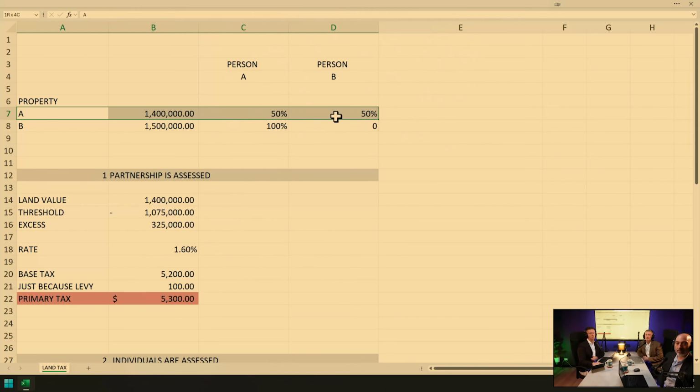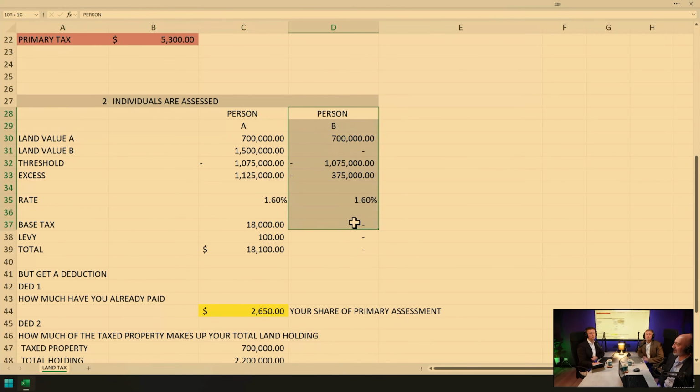Do you see this often? At these price points, like 1.4 million, the price point's the big one for me. Do you see this a lot where they could have bought on their own, but instead now they've gone 50-50 with someone, and they have this land tax liability where if they went on their own, they wouldn't have? They would have the full threshold.